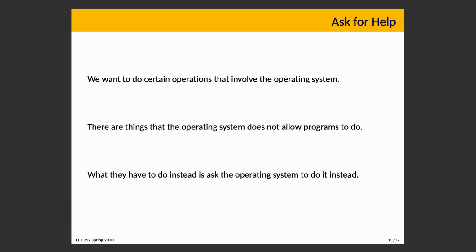And the key thing that distinguishes systems programming from just general purpose programming is how much we will ask the operating system to do things for us. There are things that the operating system does not allow programs to do, and we'll talk about what that's about and why shortly. And there is a system by which we invoke the operating system and ask it to do what we need it to do, and then collect results.